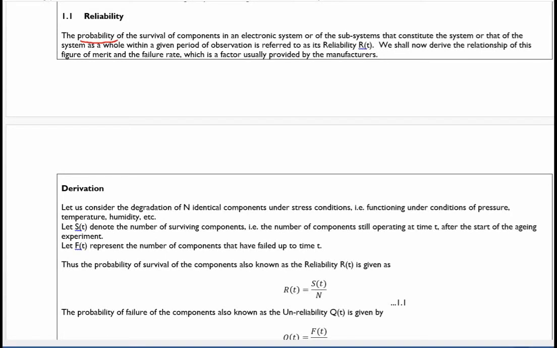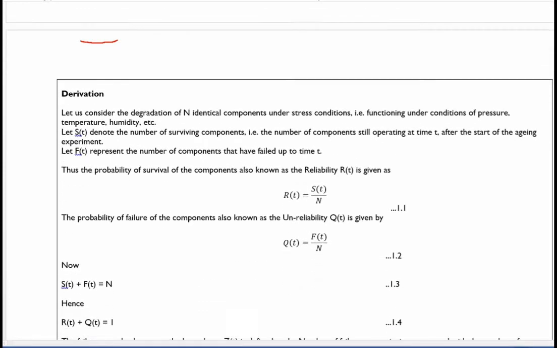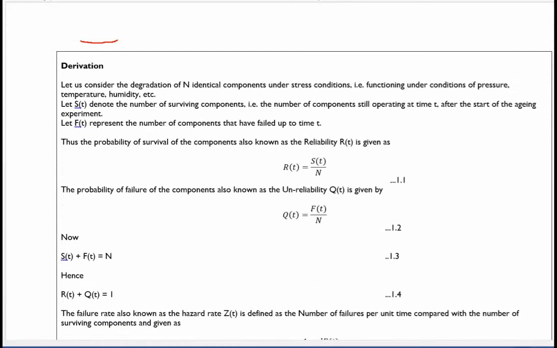When we talk of reliability, we talk of probability. Now we shall derive the relationship between this reliability and the failure rate. Failure rate is how fast the system can fail, how often the system can fail. As we scroll down a little bit, we will go to our derivation, but before that, let us make some assumptions here.